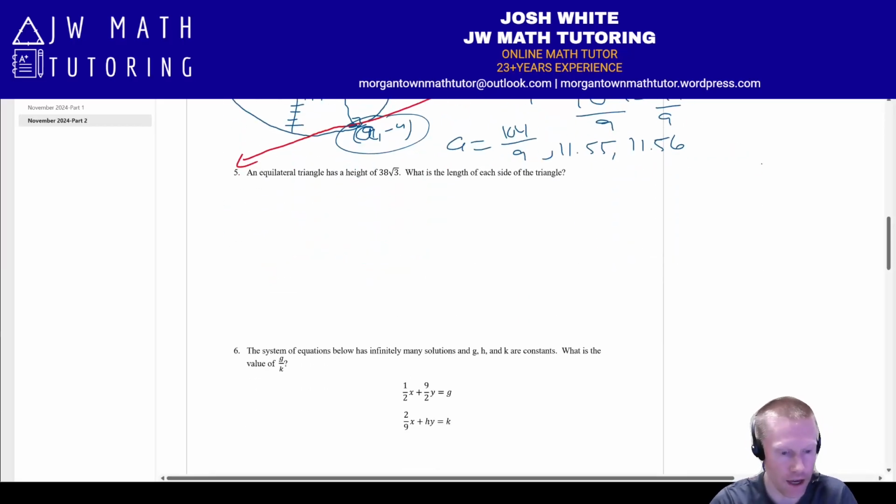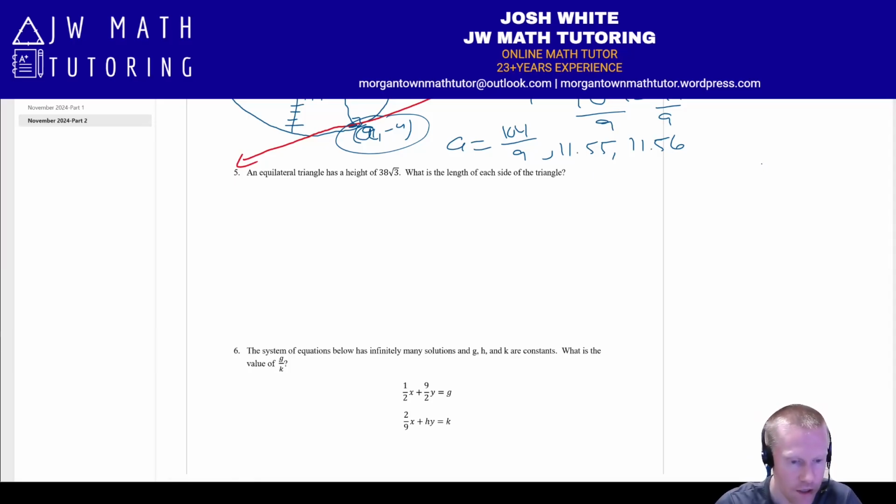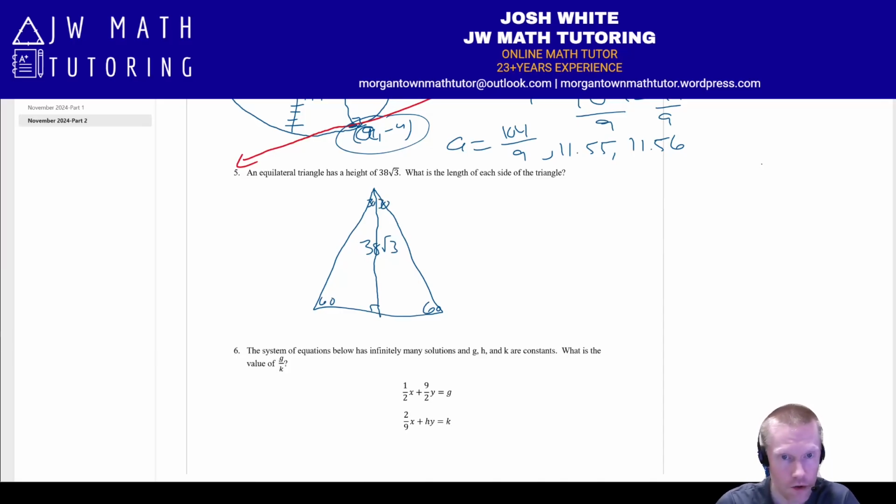Next, below that, we have a question which looks difficult, but actually is not. So you have an equilateral triangle, and we know that the height coming down here is 38 root 3. This is 60, this is 60, and the 60 at the top is split to 30, 30. So here you have to know the properties of a 30, 60, 90 triangle, right? The 38 root 3, the height, is across from the 60-degree angle, means it's the long leg.